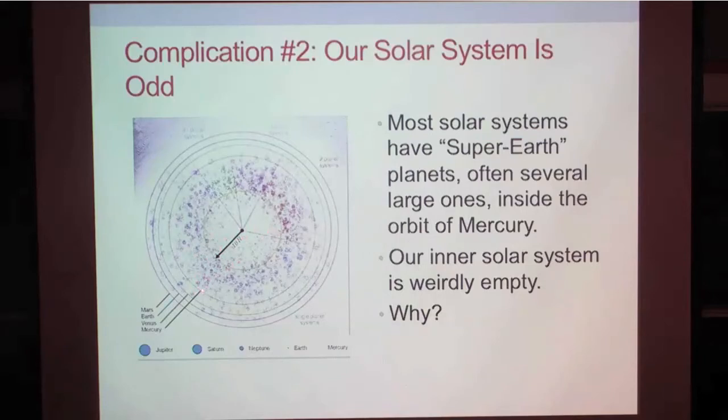And so here's the orbit of Mercury. And you can see how many extraterrestrial planets have been found inside the orbit of Mercury. Here's the orbit of Earth, Venus, Mars. Okay, so other solar systems tend to be heavily populated in the inner part of their solar systems.